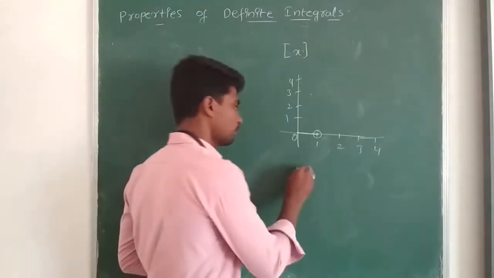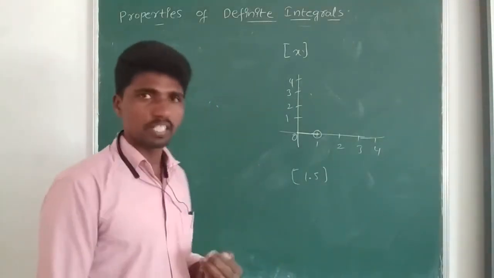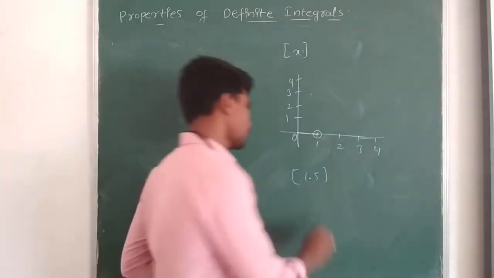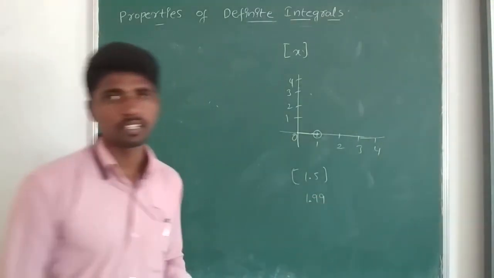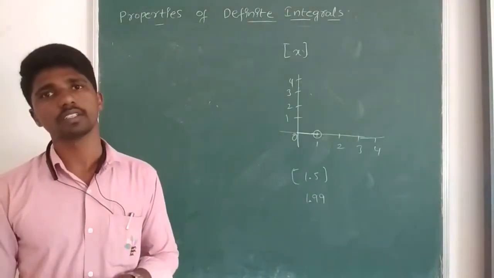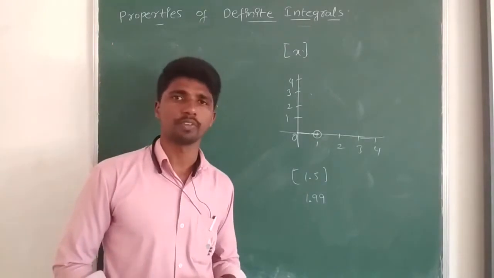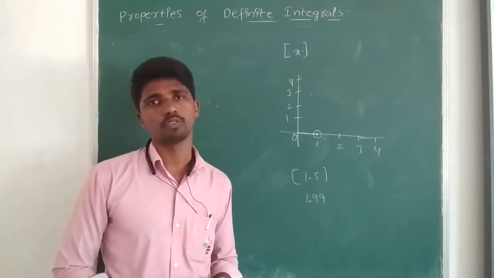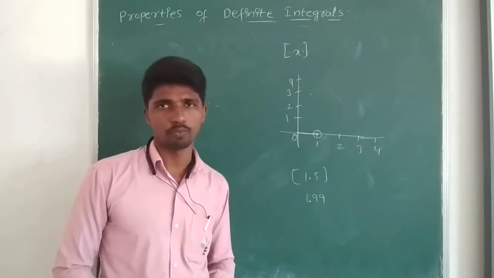Suppose I take a number 1.5, what is the nearest and smallest integer? 1. If I take 1.99, for this also the nearest and smallest integer. You may feel like 2 is the nearest one, but 2 is the greater one. So we should not consider the greater one. We always have to consider the smaller one. So even if it is 1.999, we get the answer as 1.